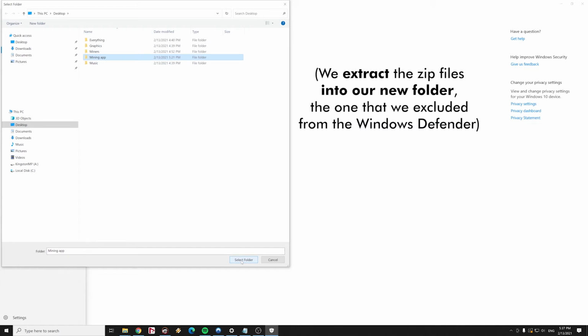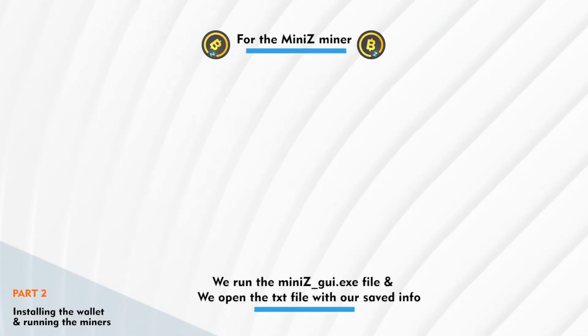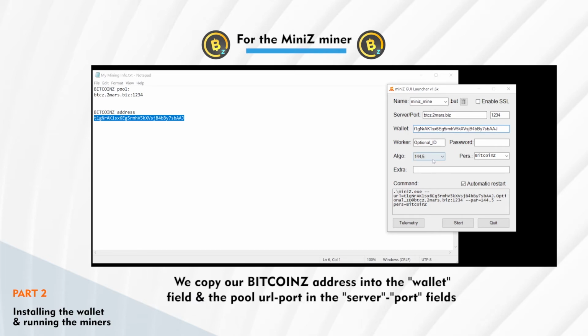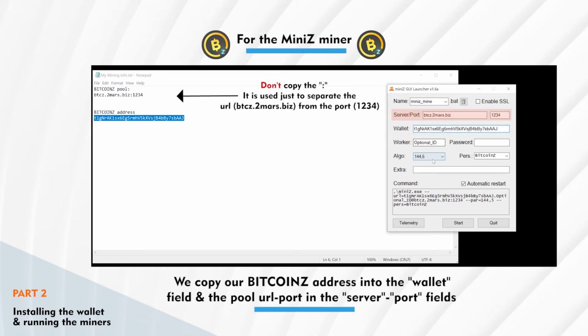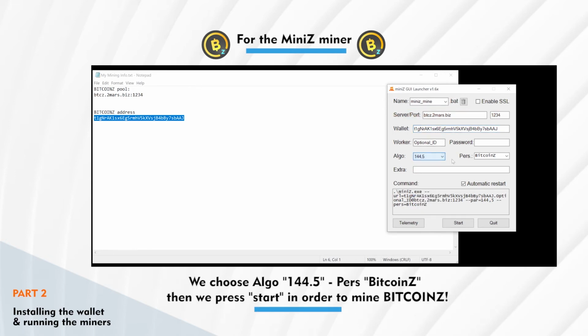Now we can extract the zip files into our mining apps folder, the folder that we excluded in the Windows Defender. For the miniZ miner, we run the miniZ graphic user interface file with a characteristic orange icon. We open the txt file with our saved information. We copy our BITCOINZ address from our text file into the wallet field of the miniZ miner, and we copy the BITCOINZ mining pool's URL and port number in the server and port fields of the miner.